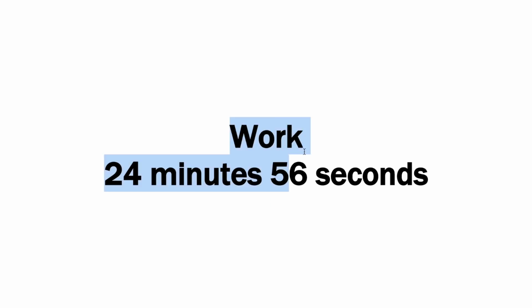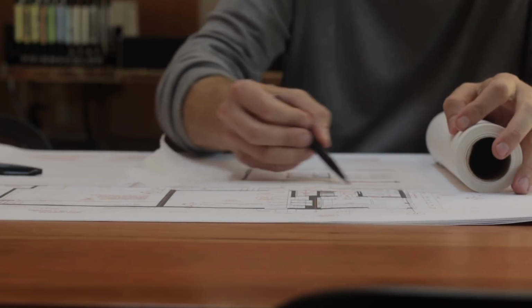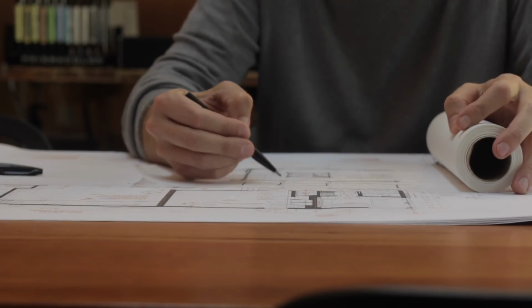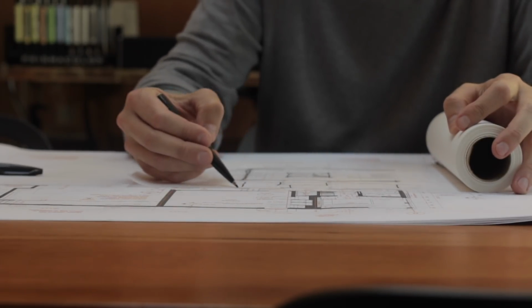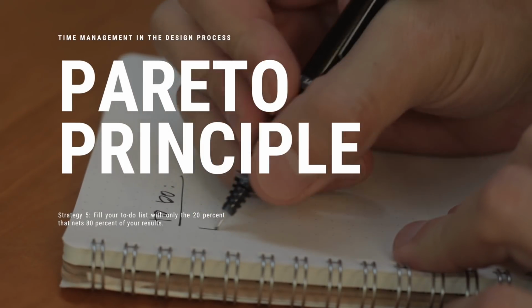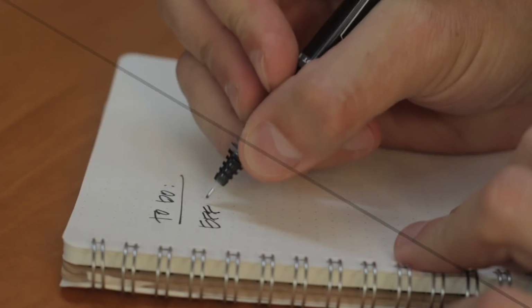Set up sprints for different aspects of your work: plans, sections, elevations, details, models, massing. If you're spending a lot of time on any one thing, you might not be effectively managing your time. If, for example, you spend an entire day developing the plan without touching the sections or elevations, you're investing too heavily in only one dimension. The Pareto principle states that 80% of your results come from just 20% of your efforts.